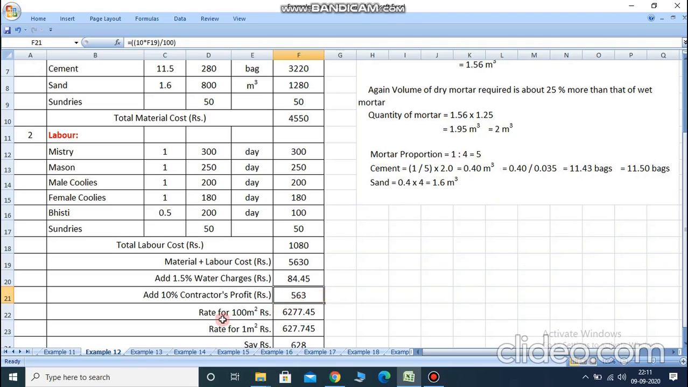So the rate for 100 meter square is the summation of all these values, 5630, 84.45 rupees and 563 rupees. So we got the final answer for 100 meter square as 6277.45 rupees. So for the rate for 1 meter square, 6277 divided by 100.